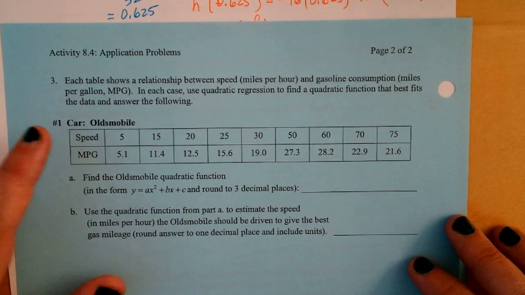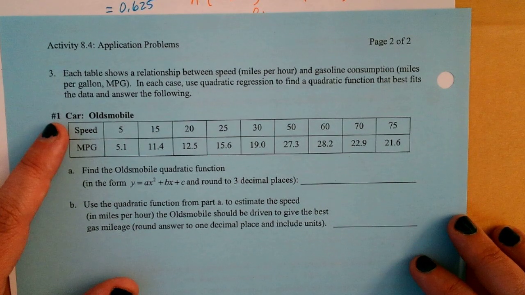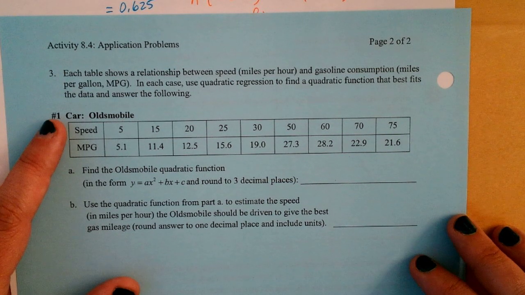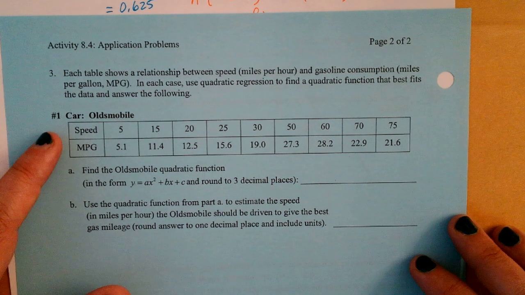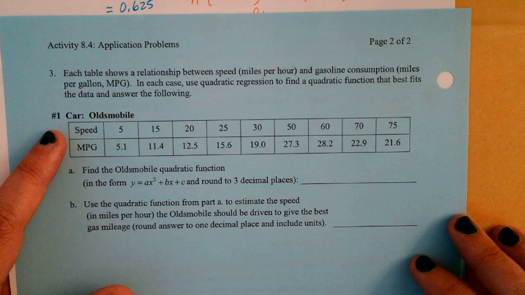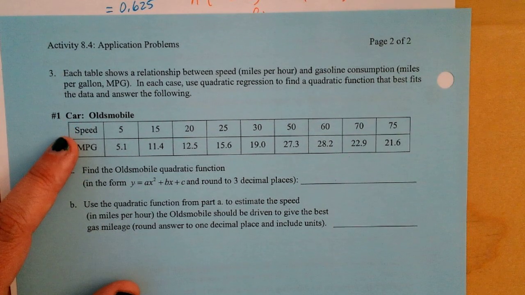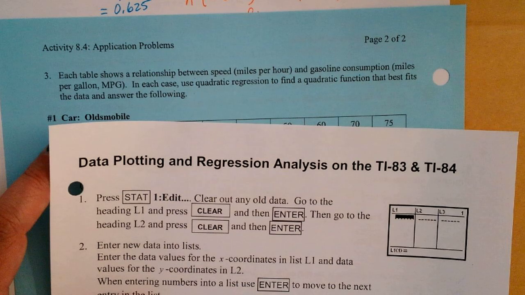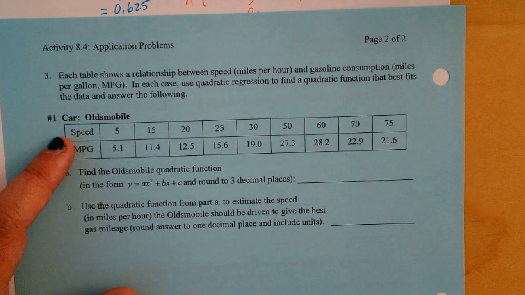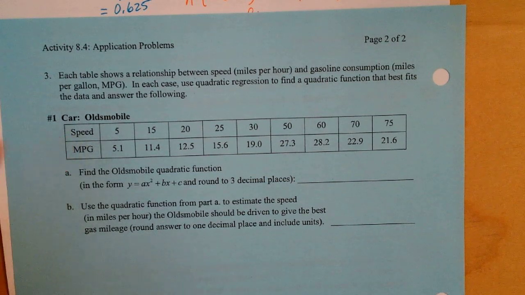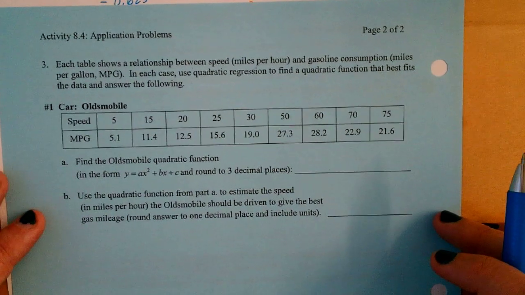So I'm going to give this example from activity number 3. Each table shows a relationship between speed, miles per hour, and gasoline consumption, miles per gallon. In each case, use a quadratic regression. So that's why I know I have to get out these instructions. Use a quadratic regression to find the quadratic function that would best fit the data and answer the following questions.